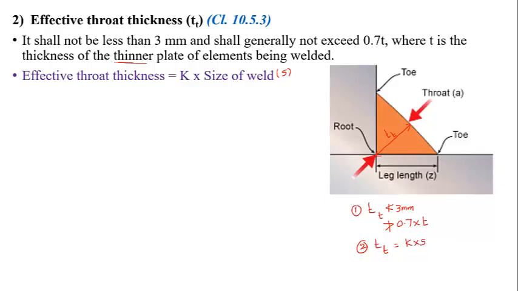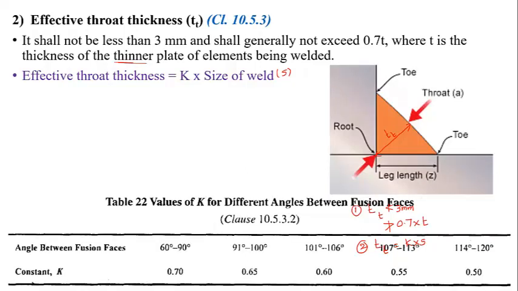What is this K? This K depends on the angle of the weld. This is provided in IS 800:2007, which is the criteria for finding the value of K. If the angle is between 60 and 90, then the value of K is 0.7. If the angle is between 91 and 100, K is 0.65, between 101 and 106 it is 0.6, between 107 and 113 it is 0.55, and between 114 and 120 it is 0.5. So based on the angle, the values of K differ.